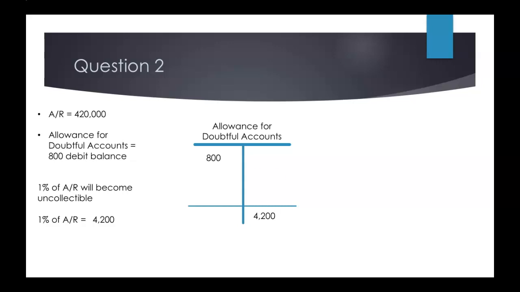So we're going to have to credit something in this adjusting entry. And to figure that out, we're going to take the $4,200 that we want to end up with and add that $800, because we need to credit $5,000 in our allowance for doubtful accounts to go from a debit balance of $800 all the way to a credit balance of $4,200.